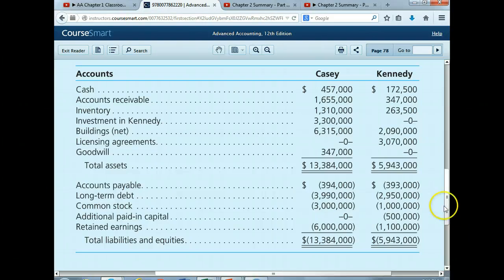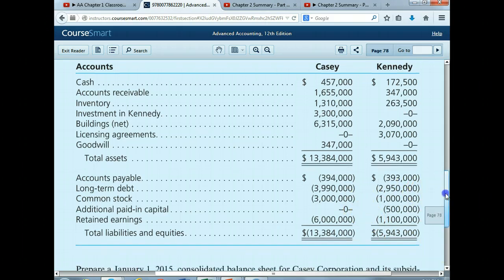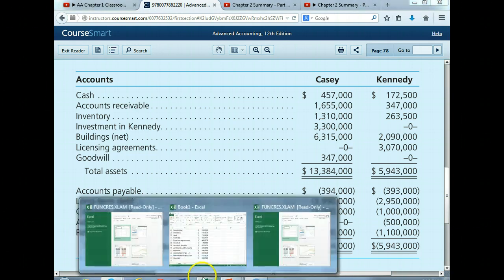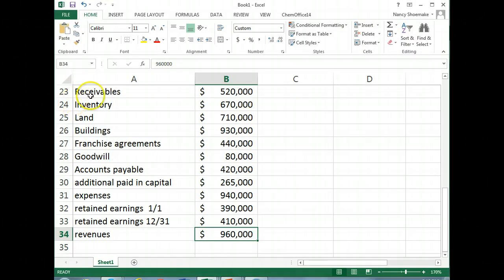Now, we want to eliminate the investment in Kennedy because we're consolidating these financial statements. Okay, so we're not going to show an investment in Kennedy, and we're also not going to show the equity section of Kennedy. Okay, so we're going to eliminate the investment portion, and we need to eliminate the equity section of Kennedy. So how are we going to do this? Let's start by creating an Excel sheet.